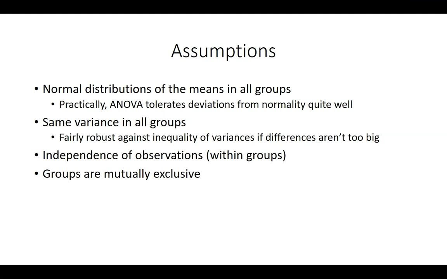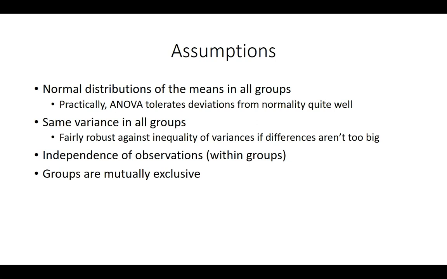So let's continue from where we stopped before the break. We presented ANOVA, and I want to spend a few minutes speaking more about the assumptions of ANOVA. Like with the t-test, we said that we assume normal distribution of the means in all the groups. But like with the t-test, we tolerate some deviations. Like with the t-test, we assume equal variance in all groups, and again, we tolerate some differences in variance, which are not too big.